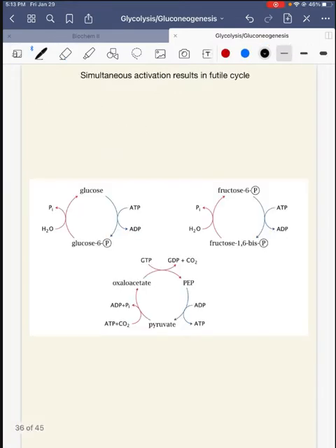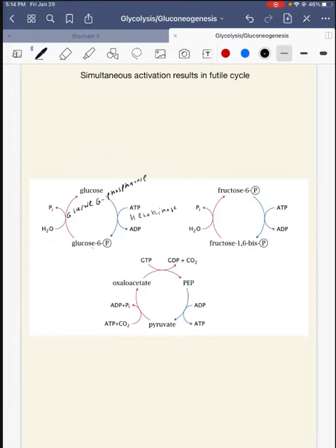Okay, so we can't run glycolysis and gluconeogenesis at the same time. Otherwise, this would waste a lot of energy for the cell. So glucose to glucose 6-phosphate is done by hexokinase. This is the first enzyme in glycolysis. It is done by hexokinase, or glucokinase if you're in the liver. Glucose 6-phosphate goes back to glucose by an enzyme called glucose 6-phosphatase.